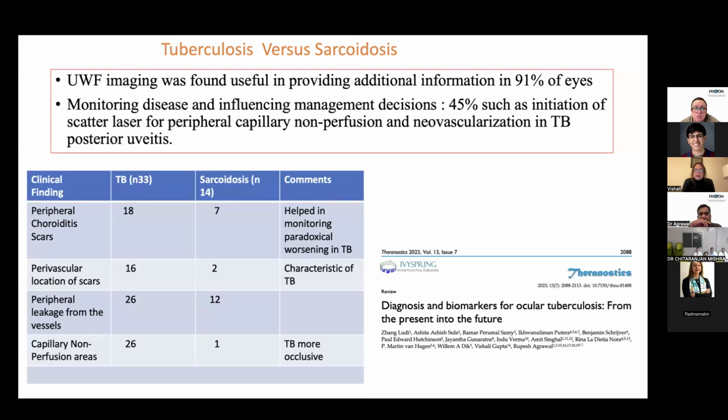Peripheral leakage can be seen in both, but non-perfusion areas, again, you see much more commonly in TB than in sarcoid. So if you're looking at the ultra-wide field and you are seeing these features, I don't say always, but many a times, you get a clue in which direction you are moving.